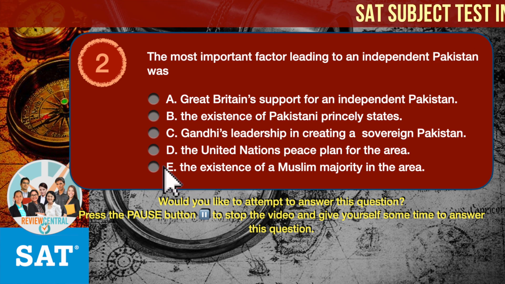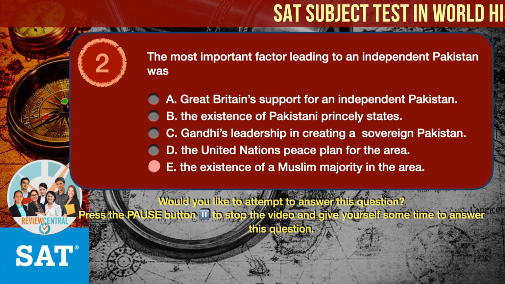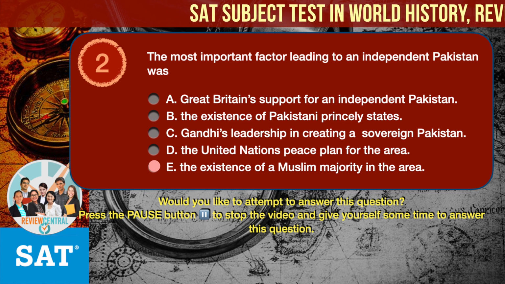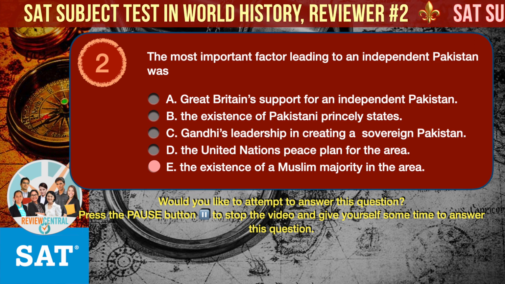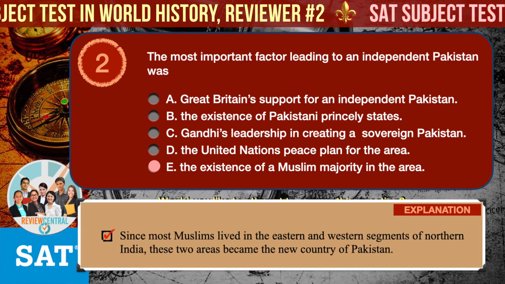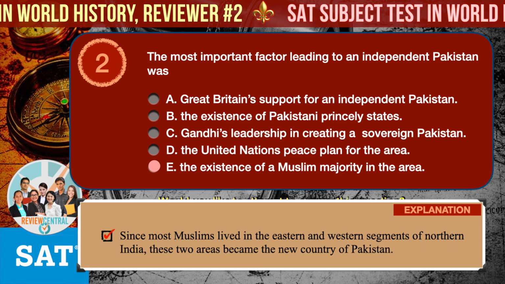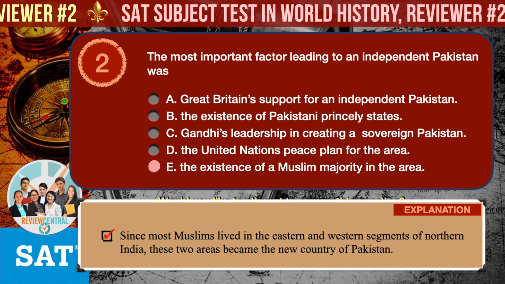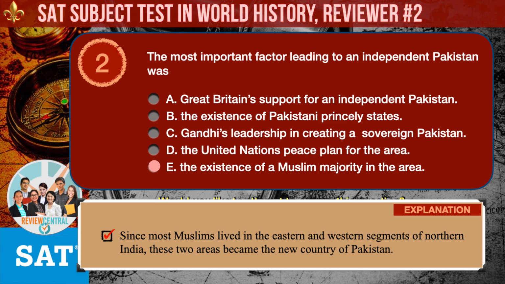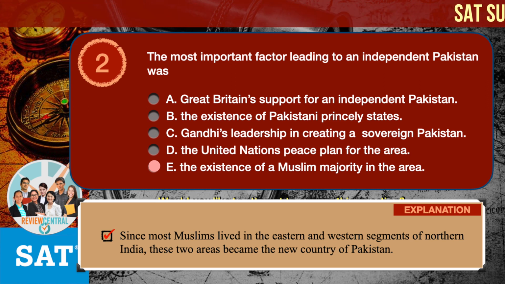The correct answer is E. In 1947, following World War II, India gained independence and was partitioned into 2 countries, India and Pakistan. Since most Muslims lived in the eastern and western segments of northern India, these 2 areas became the new country of Pakistan. Later, in 1978, the Bengalis of East Pakistan revolted and established Bangladesh.